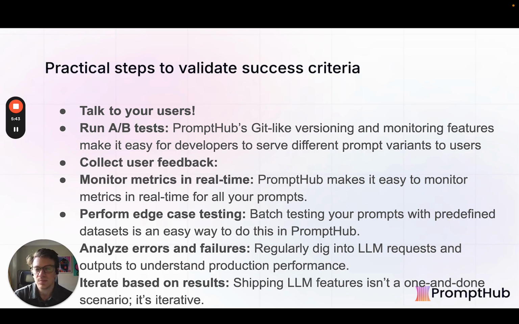And again, we will touch more on this as we go through, but good ways to track and validate your success criteria are, firstly, talking to your users. I think there's probably no replacement for that. Running A/B tests with different variants of your prompt can be helpful, and we can help with this through our branching and Git-like versioning. This can help you make different tweaks to prompts and see how those perform. Collecting user feedback, monitoring requests, and looking at how people are actually interacting with whatever you're building is always helpful, and then iterating based on that.